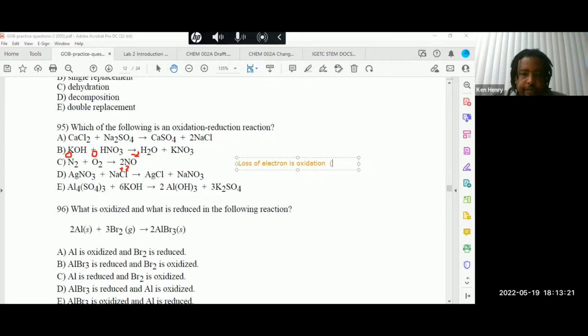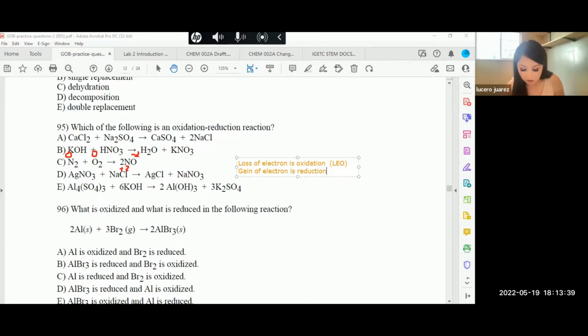I use LEO to remind me: Loss of Electrons is Oxidation, and Gain of Electrons is Reduction. It's GER. So in this case, nitrogen is being oxidized, oxygen is being added onto it, and then the oxygen is being reduced. So pretty much in an oxidation-reduction reaction, we look at the charges.